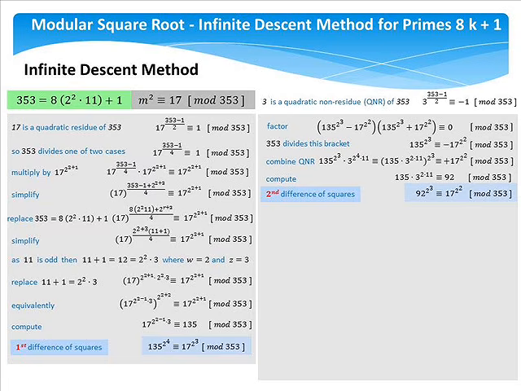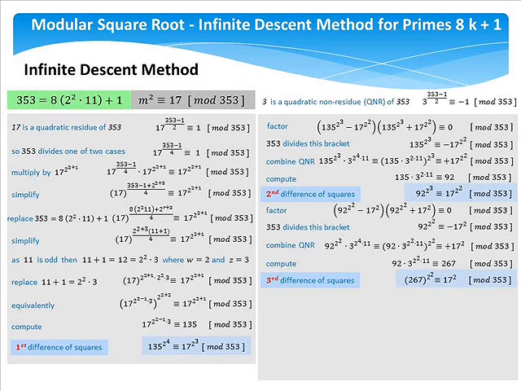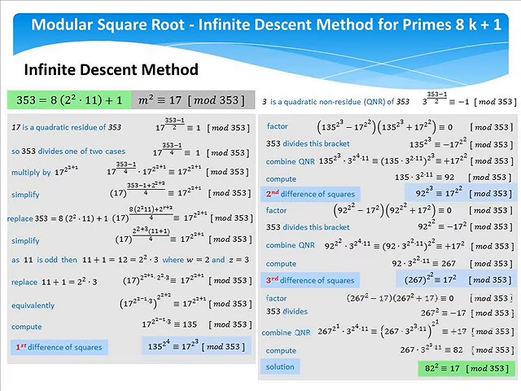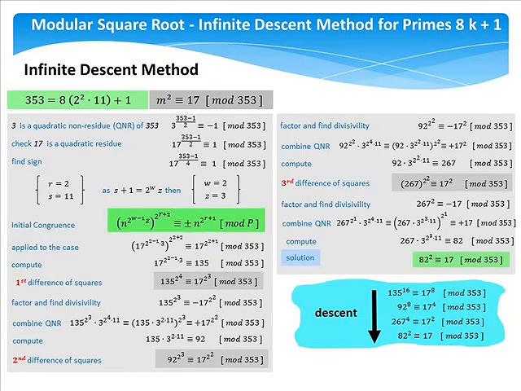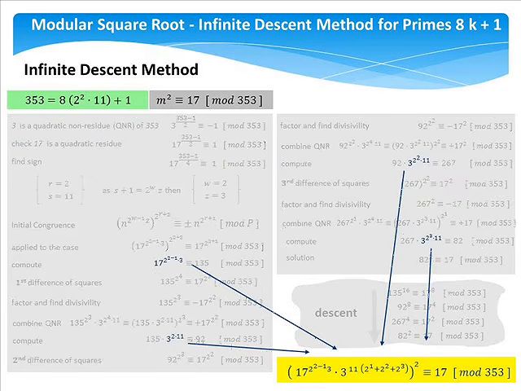After calculating the residue, we obtain a second difference of squares. Applying the same procedure, we derive a third difference of squares. Repeating the method one final time, we arrive at the solution: 82 squared is congruent to 17 modulo 353. Here, we present the previous deduction in a more streamlined form, emphasizing the concise representation of the descent.